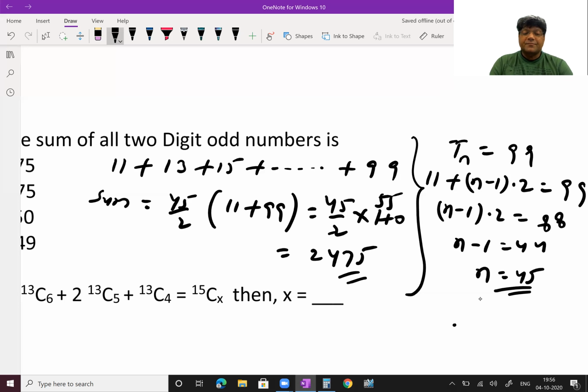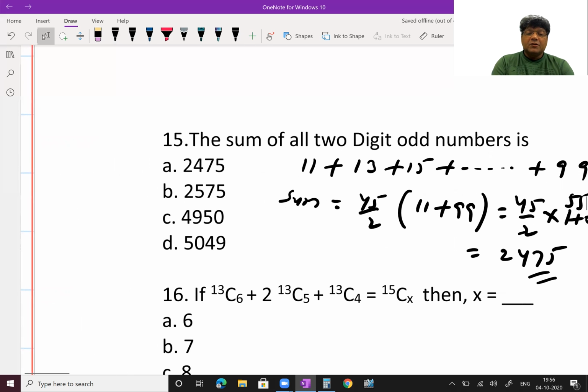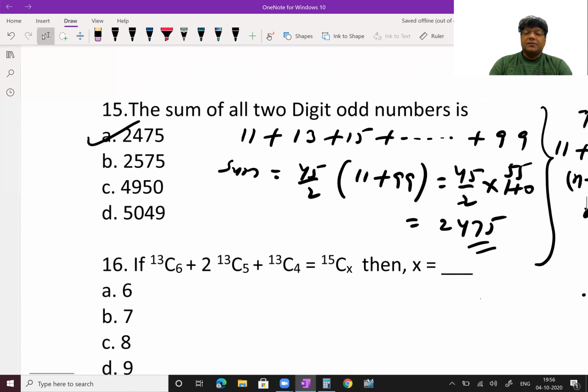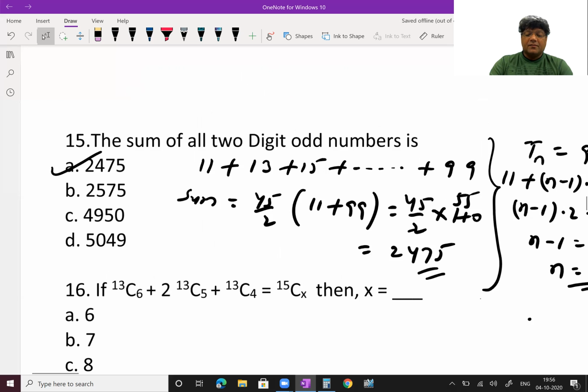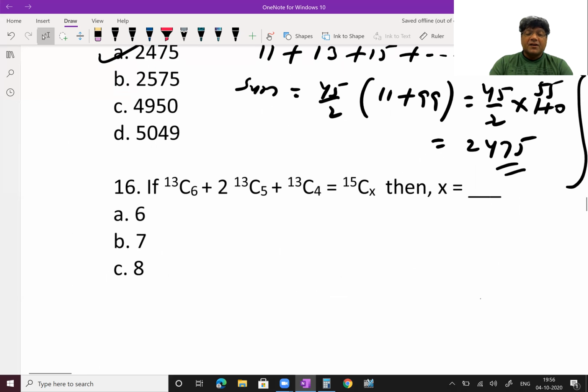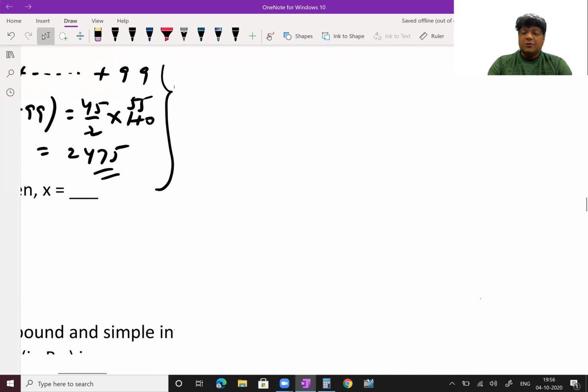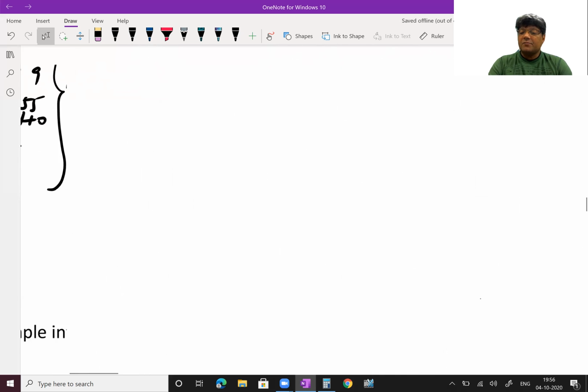2475 is the answer. Now, guys, question number 16. This is a good question, because here I will use a formula I taught you while teaching the permutation and combination chapter.